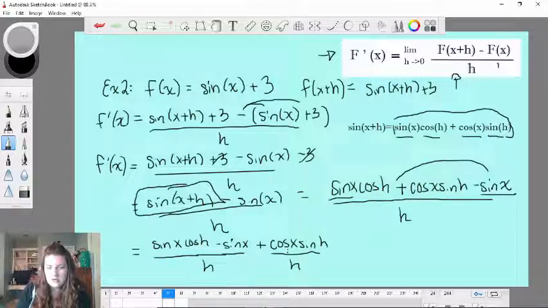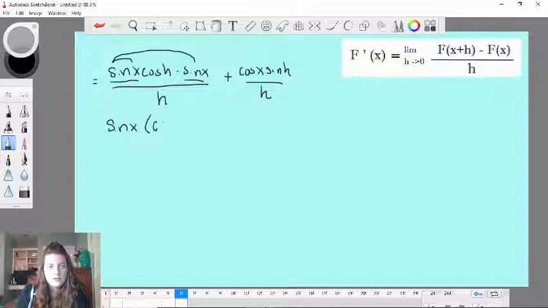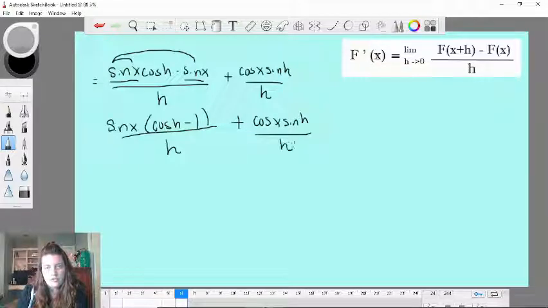So I'm going to separate them. Here I can take a sine x out, but I'm going to go ahead and move this to the other side. So taking a sine out, so you're taking it out this way, outside of the parentheses, so you'll have sine x times cosine h minus 1 divided by h plus cosine x sine h over h.